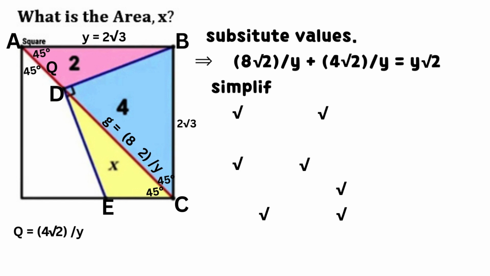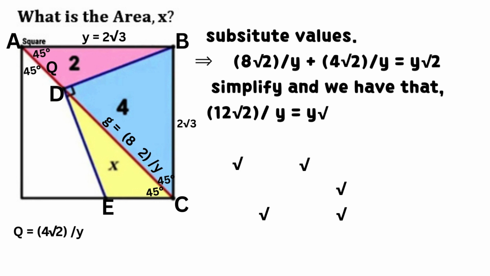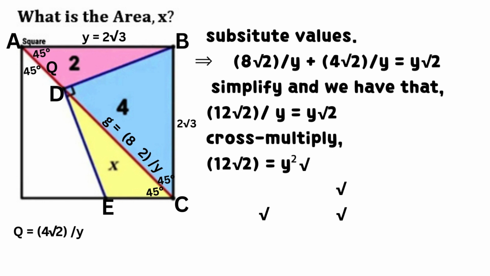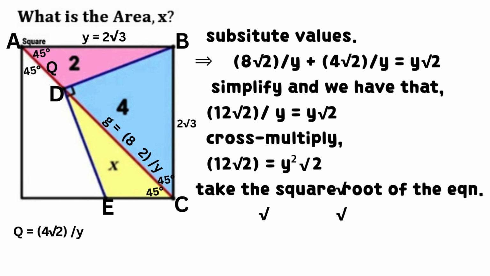Substitute values. It means that the sum of the product of 8 and the square root of 2, all divided by Y, and the product of 4 and the square root of 2, all divided by Y equals Y times the square root of 2. Simplify and we have that 12 times the square root of 2 divided by Y equals Y times the square root of 2. Cross-multiply and we have that 12 times the square root of 2 equals the square of Y times the square root of 2.